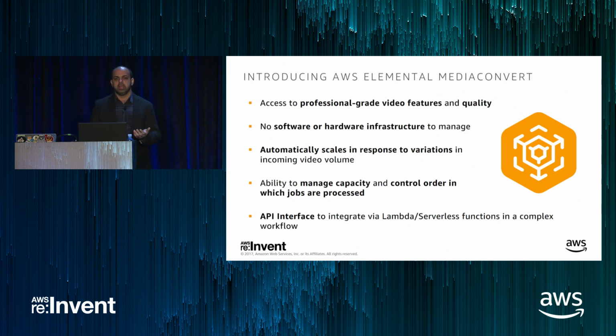So first of all, it is available as a service in the AWS console. You can simply go to the AWS console and launch a MediaConvert job. You have access to professional grade video features and quality, very similar to what you would have in a professional grade encoding appliance. Now you have it in the cloud. There is no software or hardware infrastructure to manage.